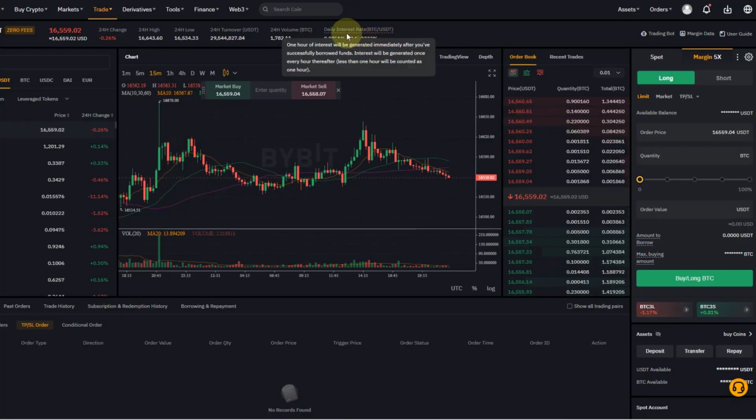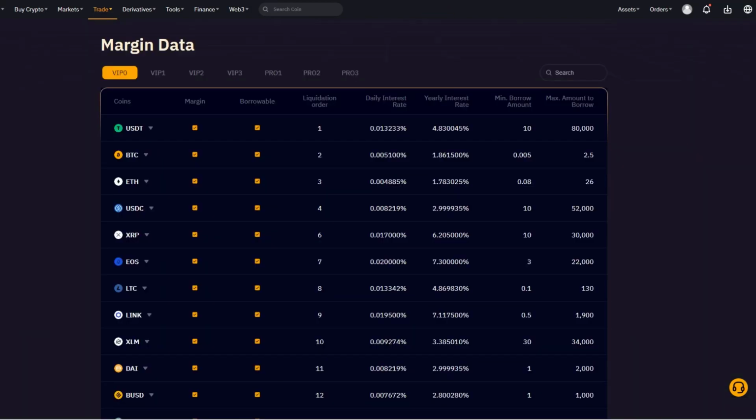You can get a complete overview of your interest rates on Bybit. If you click on margin data, you will find it; you can just search for it on the Bybit page. And here you can see, depending on what level you have on Bybit, which depends on how many funds you have and certain other things, you can step up the ladder and reduce your fees. But the most basic level is this one. And these are the daily fees, basically a daily interest rate, and the yearly interest rate. And it changes depending on the asset.